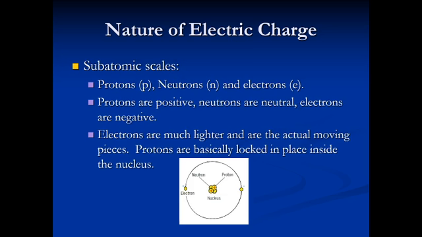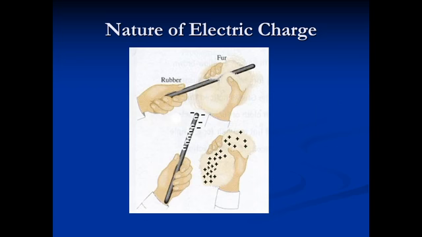We now know that electric charges are based on what's going on inside the atom, the subatomic scale particles: protons, neutrons, and electrons. Protons are positive, neutrons are neutral, electrons are negative. But in terms of what we actually deal with, it's the electrons that are the only particles that move. So if something is positively charged, it means it lost electrons. If it's negatively charged, it gained electrons. So one way of doing that was talking about an object that could either donate electrons or gain electrons.